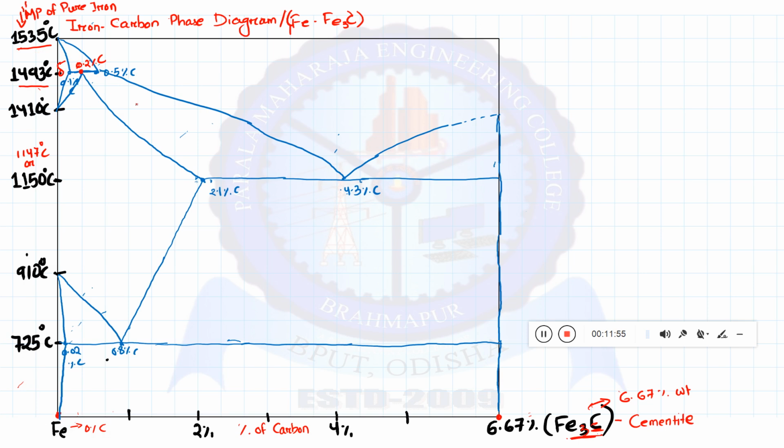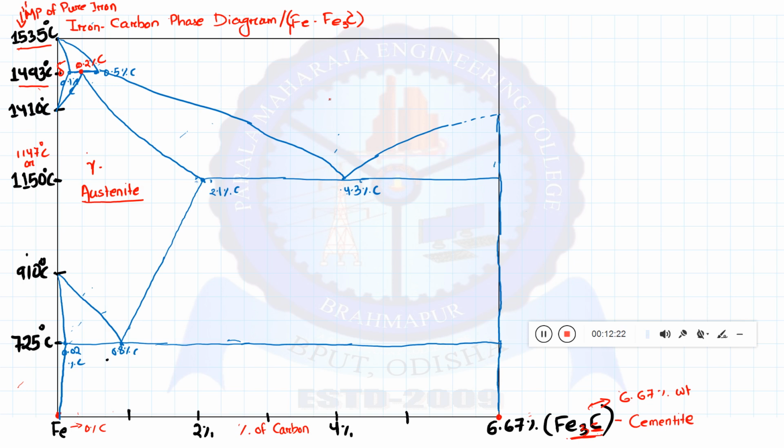Then this will be our gamma austenite. Actually this particular phase diagram was proposed by Robert Austen, and according to his name, one of the phases is named, that is, this is our austenite phase.